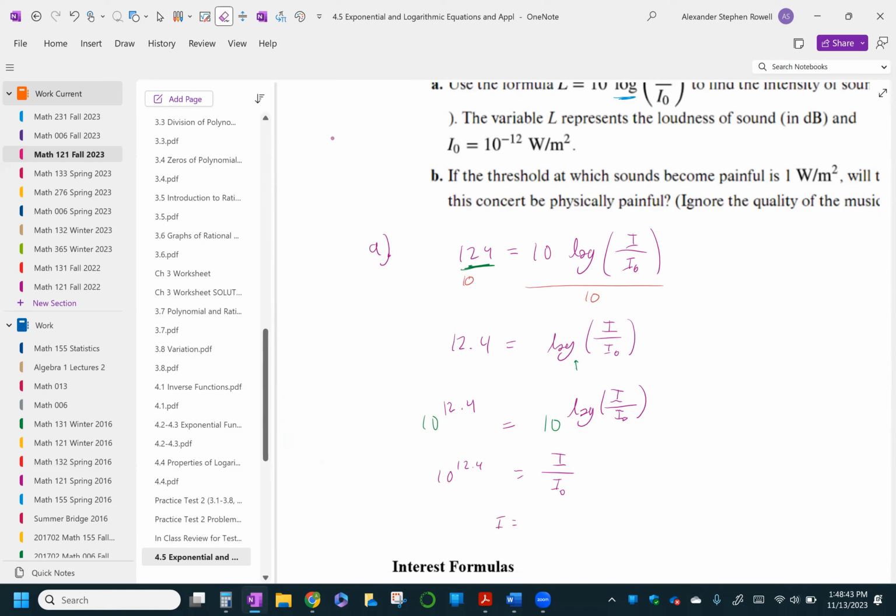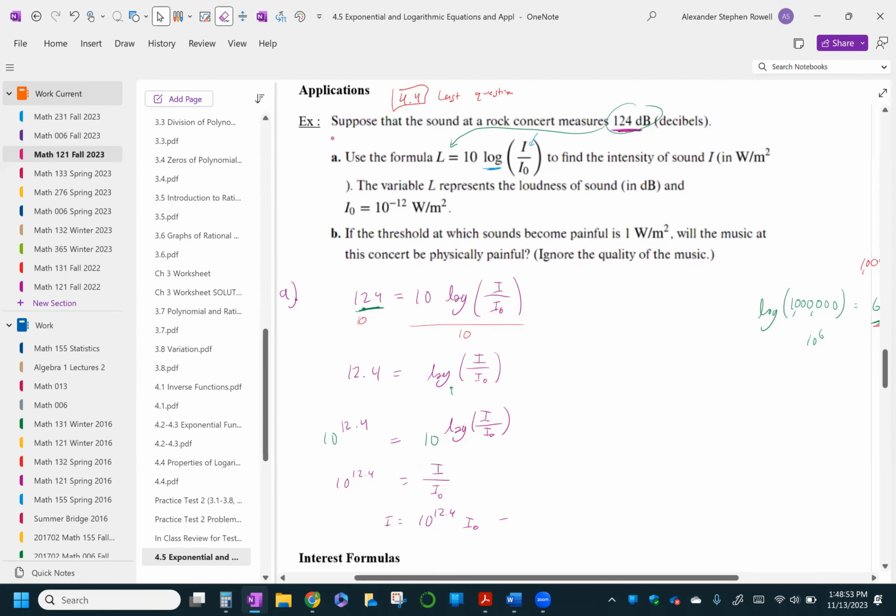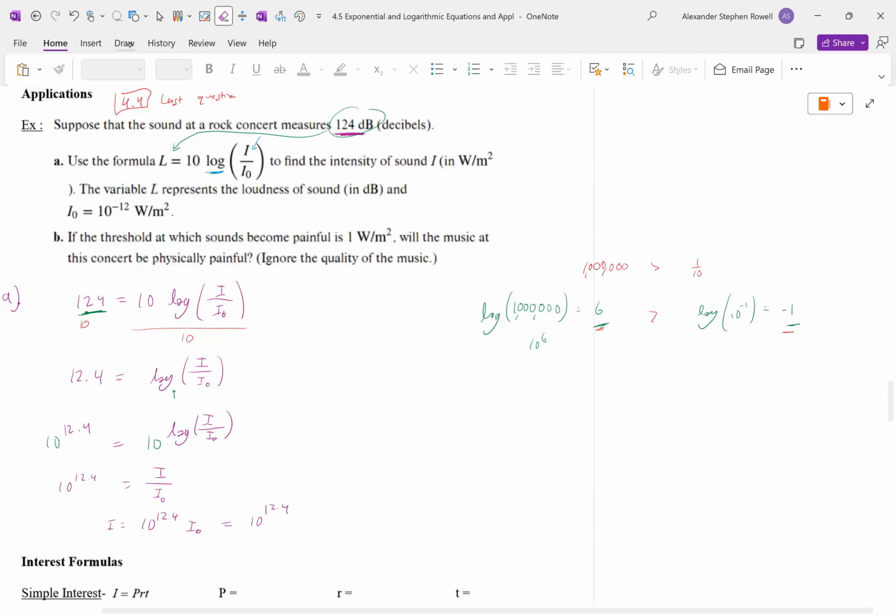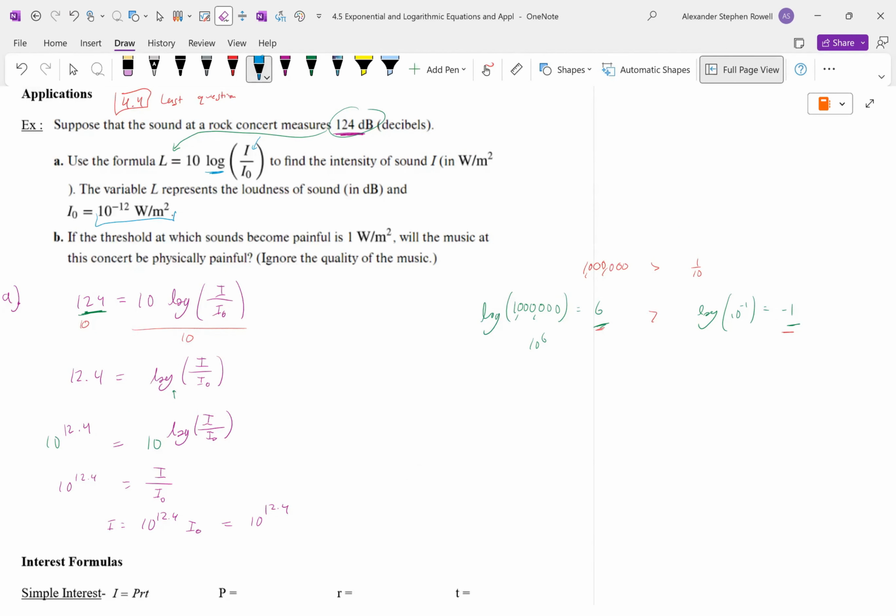So I is equal to 10 to the power of 12.4 times I naught, which we can multiply by this definition of I naught, which is 10 to the power of negative 12 W over M squared. So we can add these exponents. If they add together, what do we get? 10 to the power of 0.4 W over M squared is going to be our intensity.